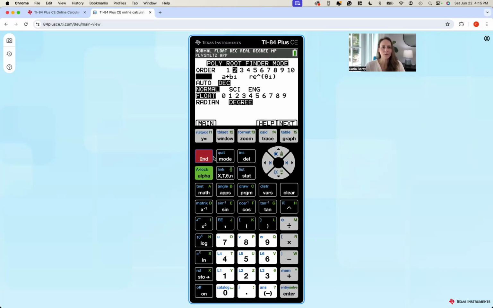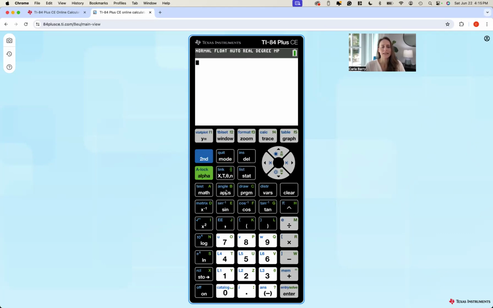Okay, so that is it for PolySmlt. Probably the most useful thing, possibly the most useful thing that you will learn today. So apps, PolySmlt, polynomial root finder, and simultaneous equation solver. We're going to go back to apps and look at Conics.